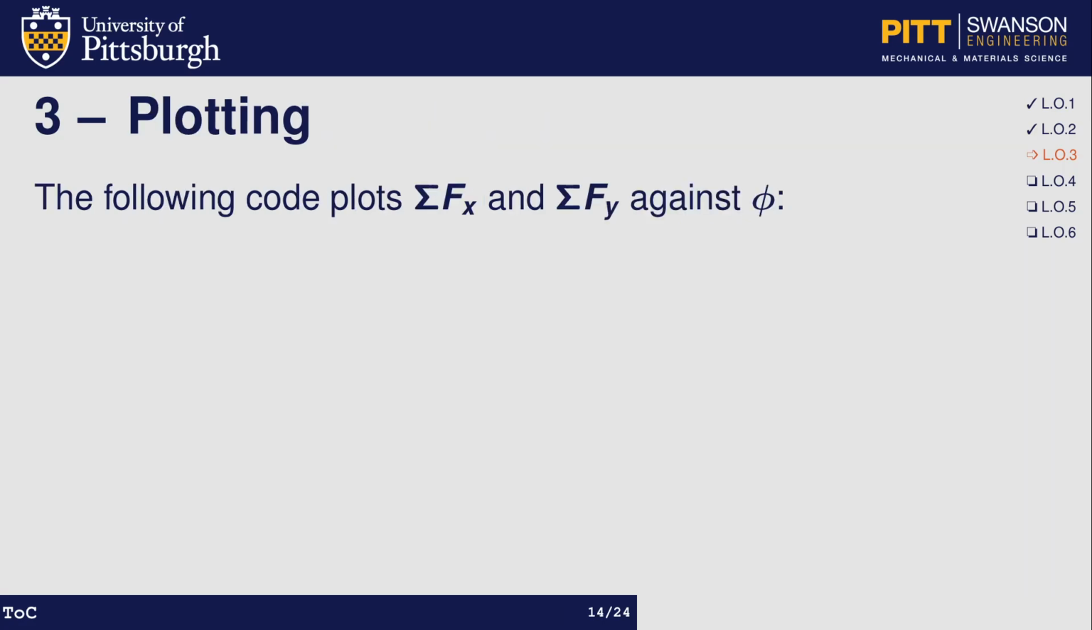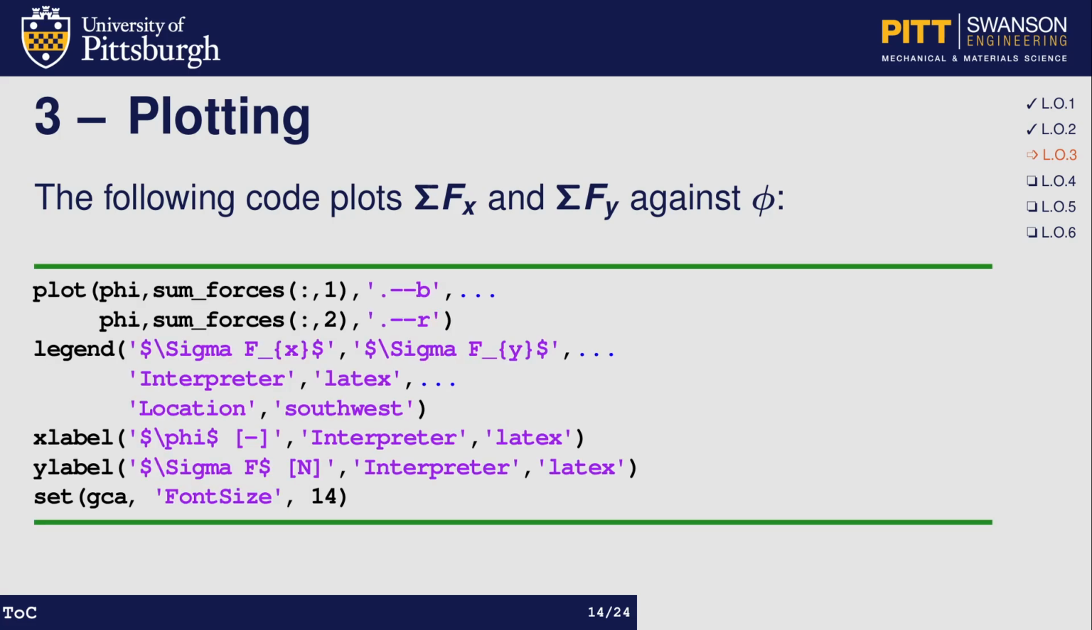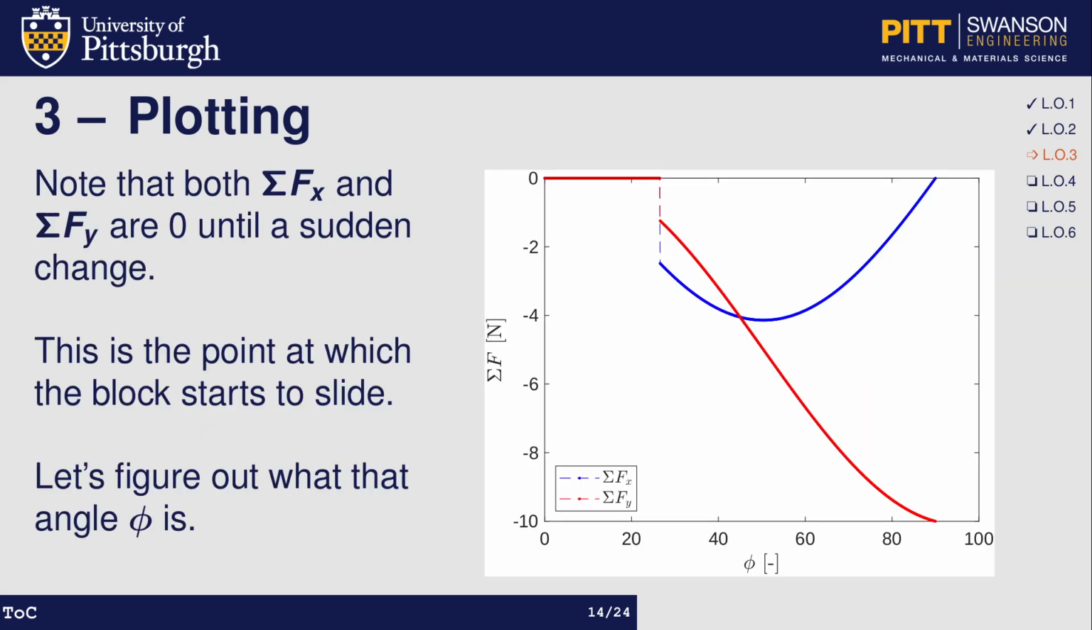After evaluating the forces at each angle, the following code is used to plot the net forces in both x and y directions as functions of the angle phi. We've seen these commands before, so I won't go through them again. Note that both of the x and y forces remain at 0 until they suddenly jump to non-zero values. That jump is the point at which the block begins to slide.